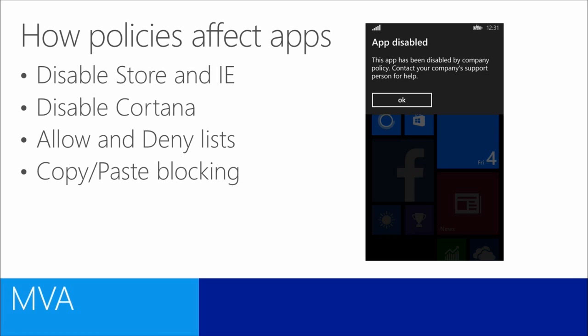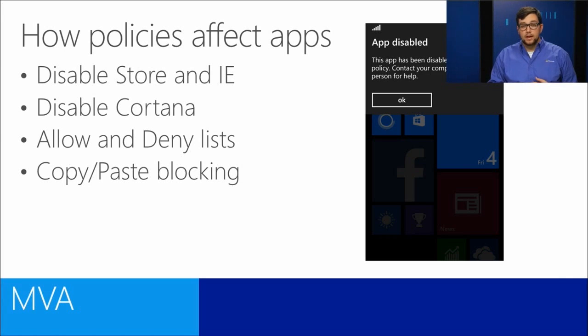Real quick here on the slide, as we saw in some of the previous modules, we can disable the Store and Internet Explorer. We can also disable Cortana. What we're going to focus on here in this next demo is allowing and denying apps through an allow and deny list. And we're also going to look at copy and paste blocking, which we did before, which affects how apps are going to be able to interact with each other. So we're going to jump right into app allow deny.